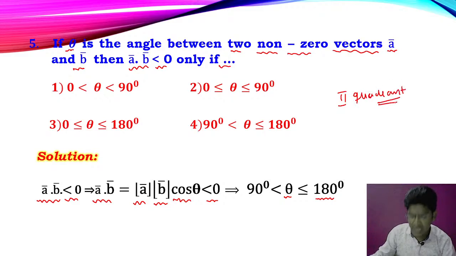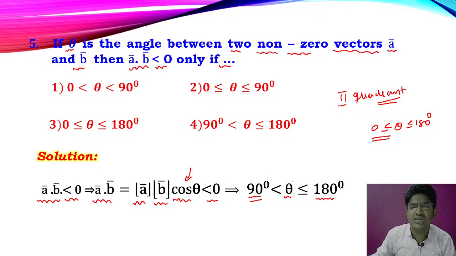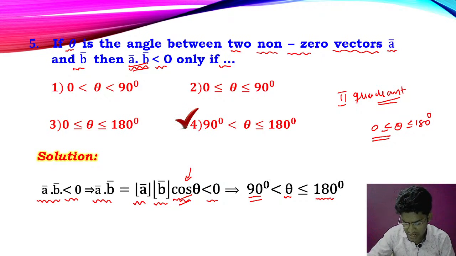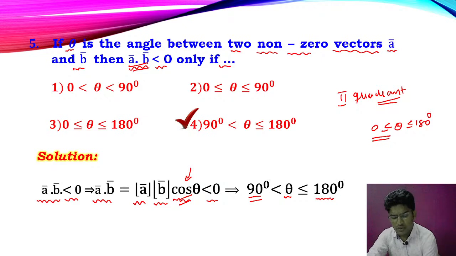you are going to have the negative term, because cos theta is negative in the second quadrant. And you know that the angle should be between 0 and 180 degrees. So therefore, according to this, theta has to be 90 to 180 degrees, because this is going to be your second quadrant. In the second quadrant, cos is negative, so A dot B is going to be less than 0. So therefore, option 4 is going to be the right answer.